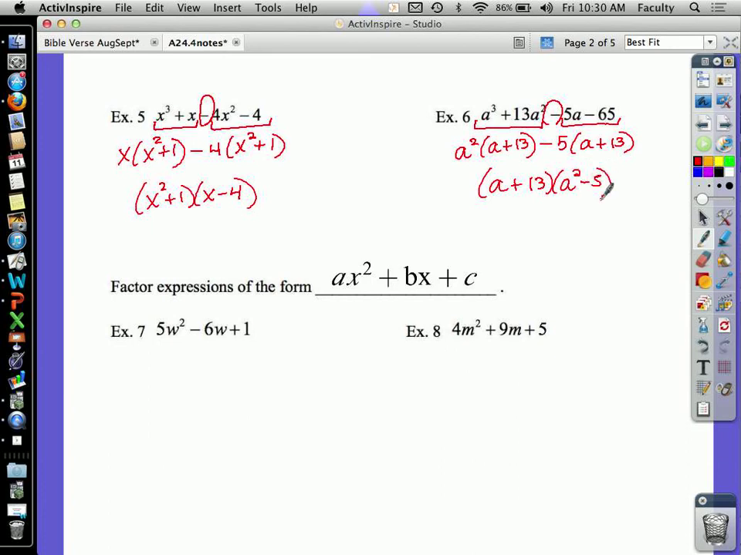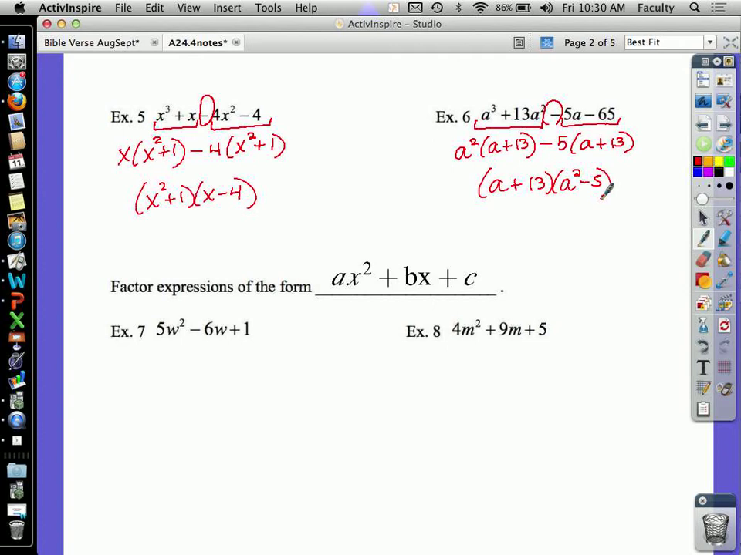And let me pause here a moment. I've been maybe going a little bit too quickly here. You can check your work when you factor. A times a squared is a cubed. The outer is a minus 5a. The inner is a plus 13a squared. 13 times minus 5 is minus 65. It does check. And we really should be checking.